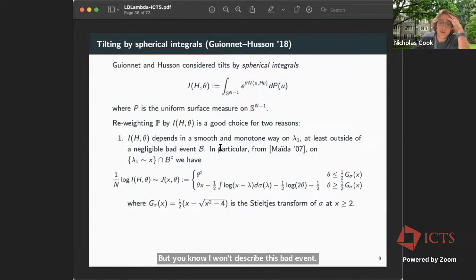Once you have fixed the largest eigenvalue to be near some x, and you have the empirical spectral distribution concentrating around the semicircle distribution, then on this event the spherical integral has this nice formula at the exponential scale. It turns out that this is continuously differentiable across this threshold. So for theta above this threshold, it depends in a nice regular way on x. And this threshold is in terms of the Stieltjes transform of the semicircle measure.